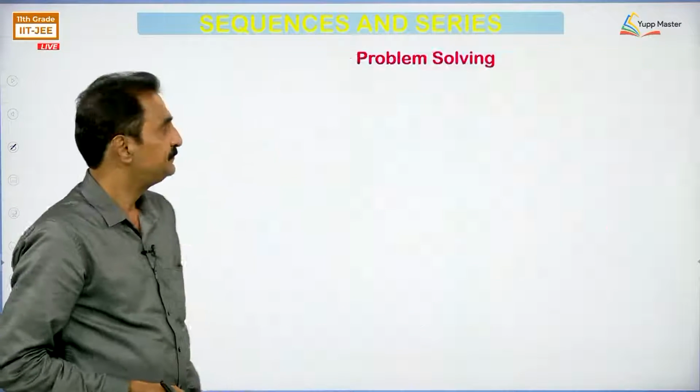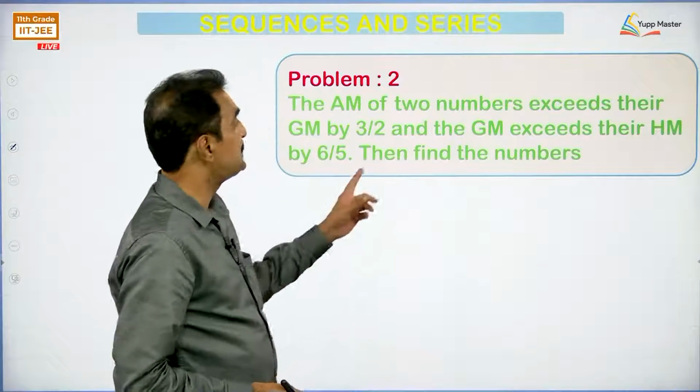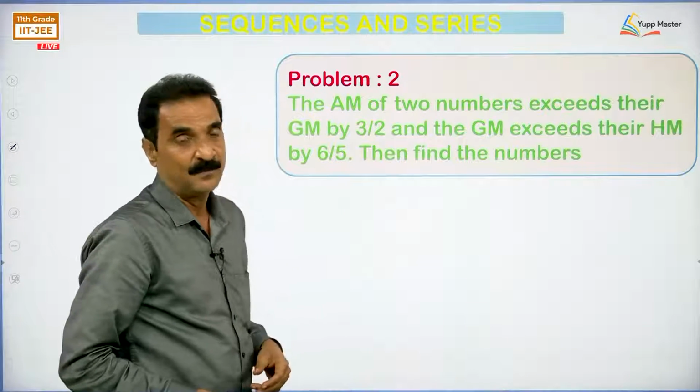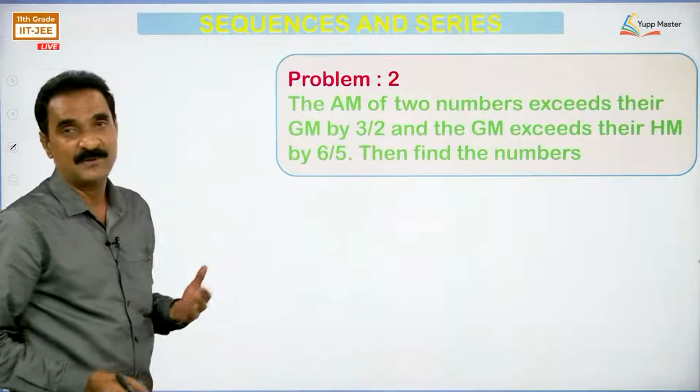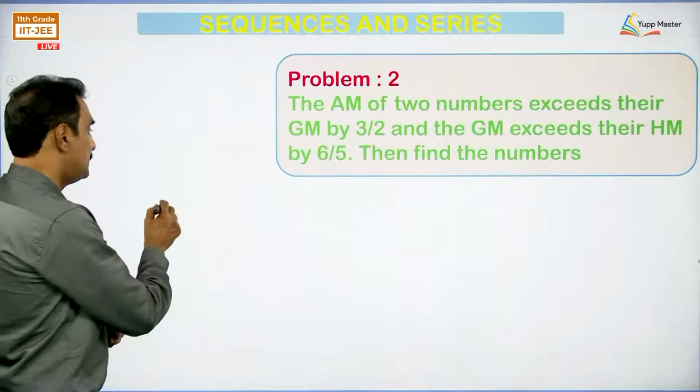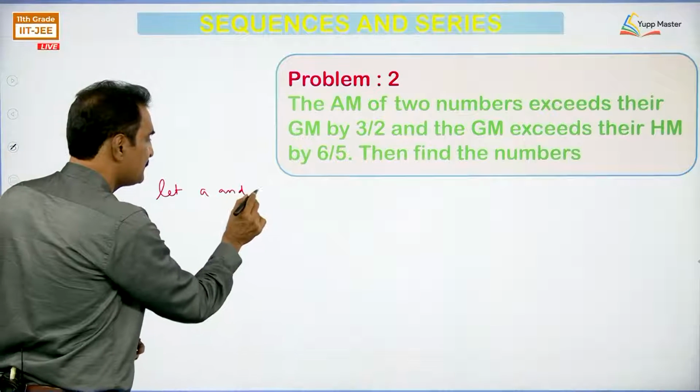Next question. The AM of two numbers exceeds their GM by 3 by 2. The GM exceeds the HM by 6 by 5. Find the numbers. Let A and B be the numbers.